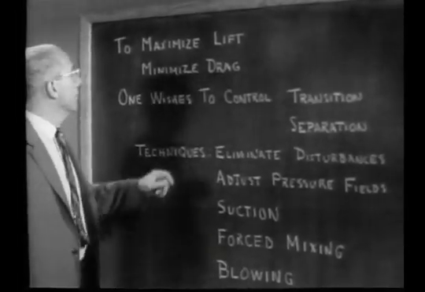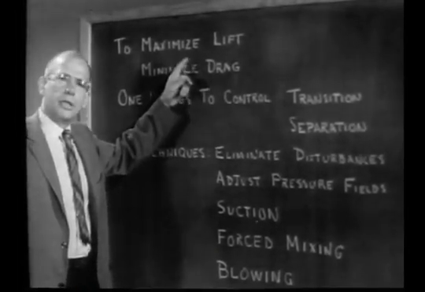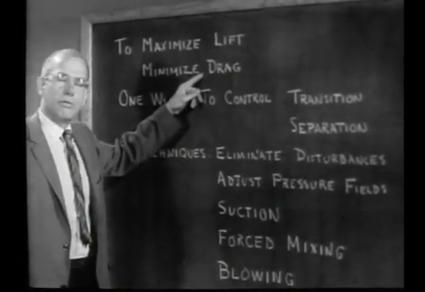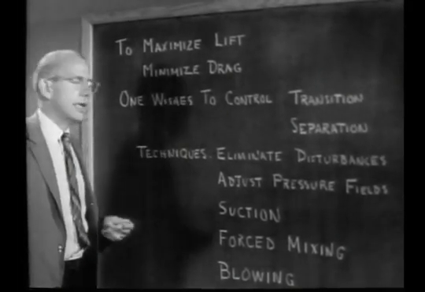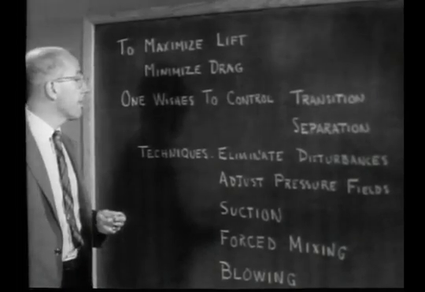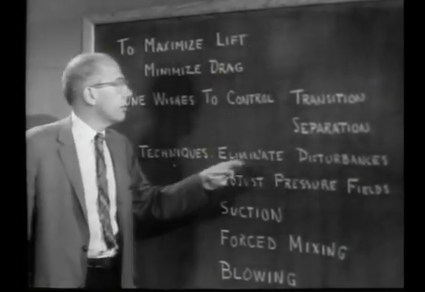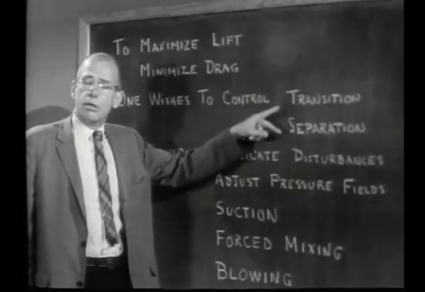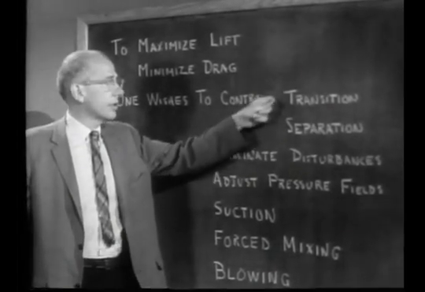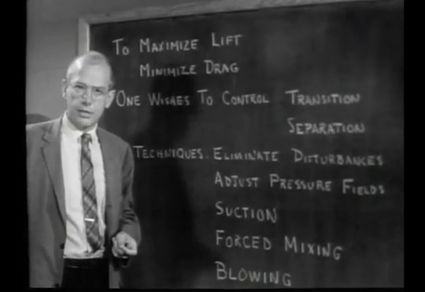The most intensive effort has been directed towards increasing the lift and decreasing the drag of wings. To illustrate the ideas of boundary layer control, we'll examine some of these techniques. The two things that we want to control are transition and separation. We'll look first at this one, the factors affecting the transition.